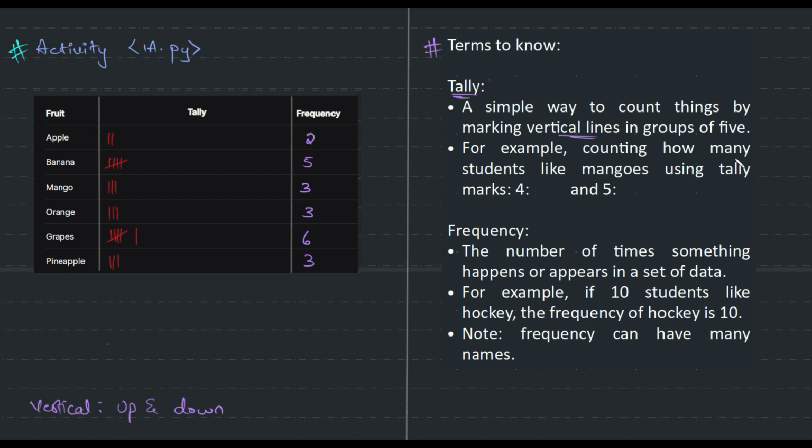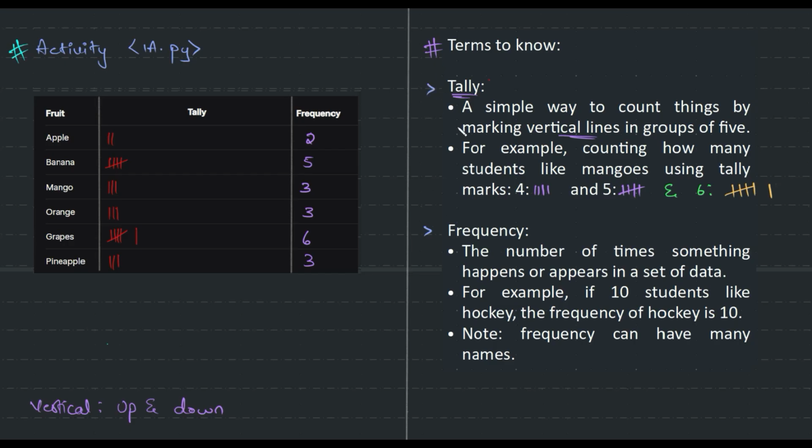For example, counting how many students like mango using tally, if there are 4, it would be in this manner. The 5th one will be in this manner, and the 6th one, let me write 6th as well, will be 1, 2, 3, 4, 5 and 6. 7th will be 7. 8th will be in this manner. Okay. So we'll group them in 5s.